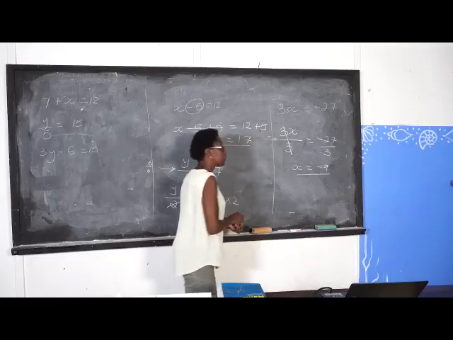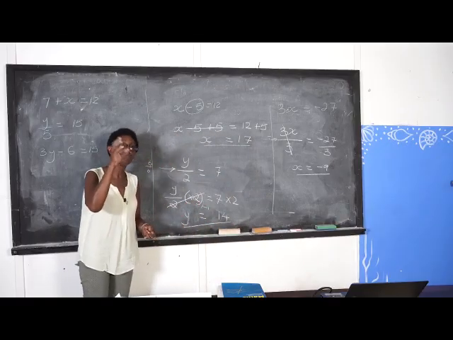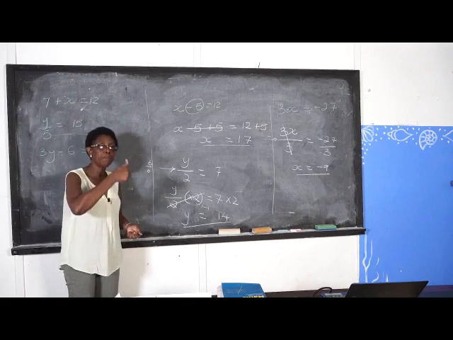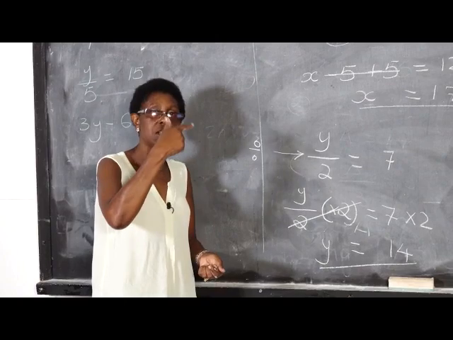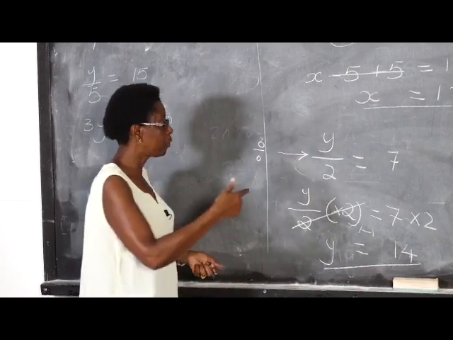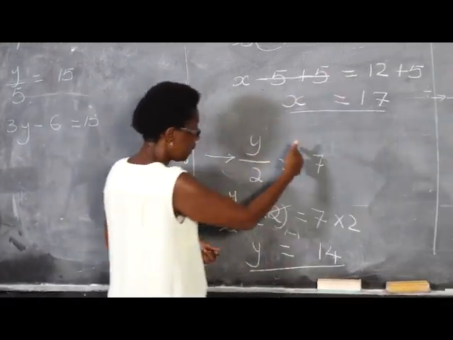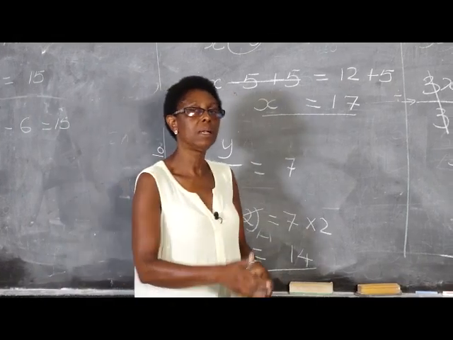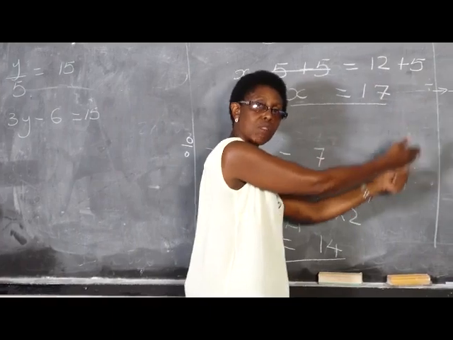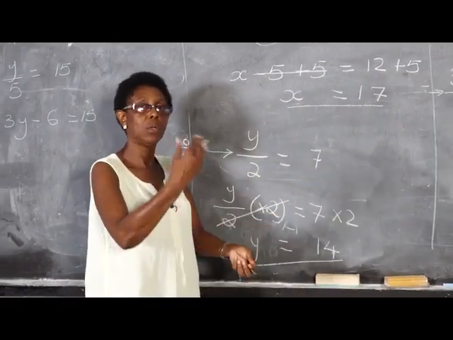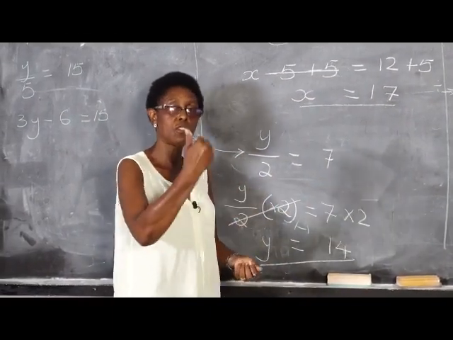Okay? Now, 3 things I've insisted on right at the beginning. Keep your calculation neat and tidy. Line up your equal sign throughout. And then whatever you do to the left-hand side must be done to the right-hand side. Okay? And whatever you do is the inverse operation.